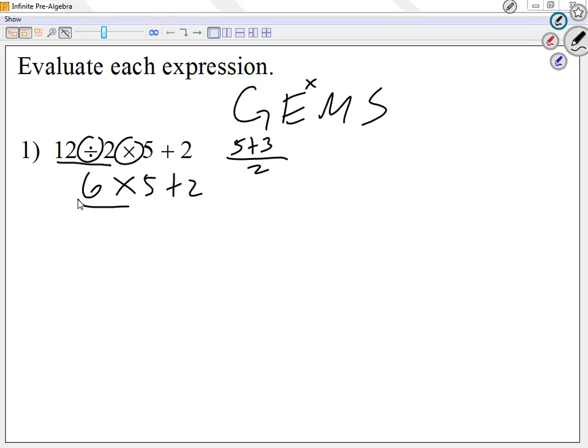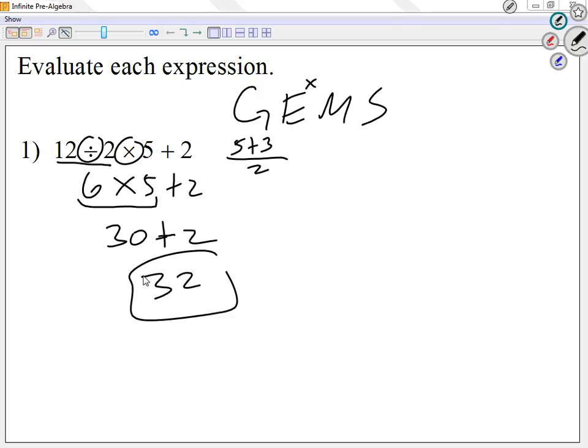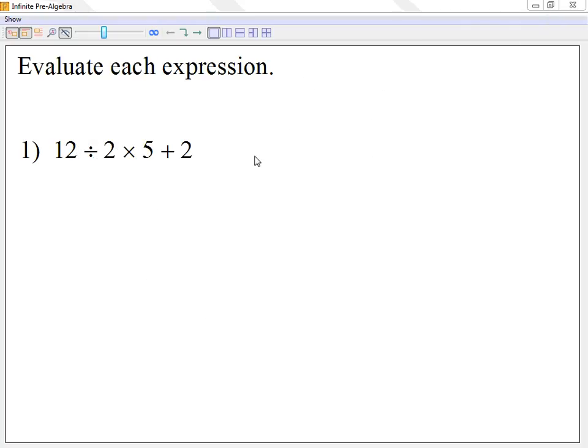Then I'm still dealing with multiplication, division. 6 times 5 is 30. So I have 30 plus 2, which we know is 32. Remember, addition, subtraction is the last thing we do, unless it is in a group. You see parentheses, then add or subtract. But if it's not in the parentheses, that's the last thing we do.